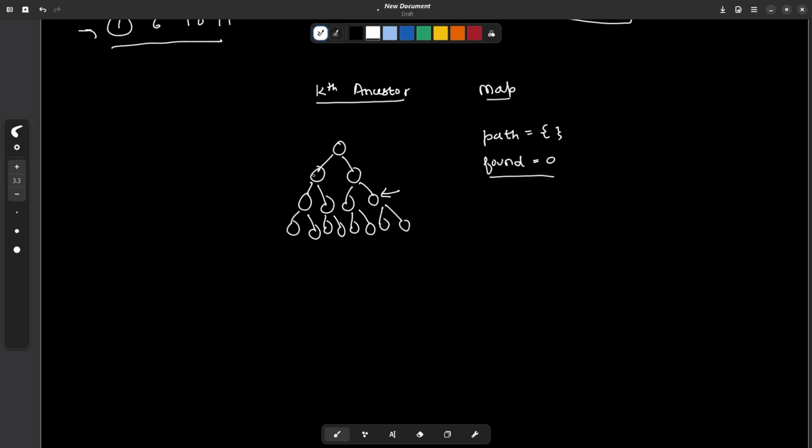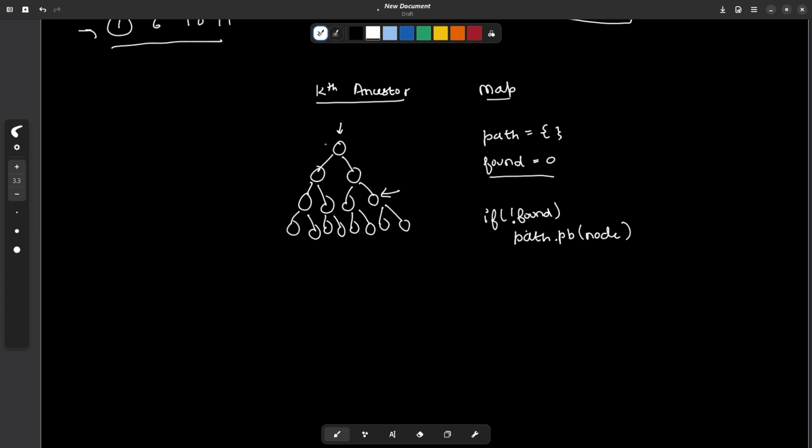Now you just start traversing. Whenever you enter a node, you will do path dot push back the current node, right? You will simply push back the current node into your path, and you will only do it if you have not found your desired node till now, right? So if you have not found your desired node till now, you will just simply push back the current node into your path vector.